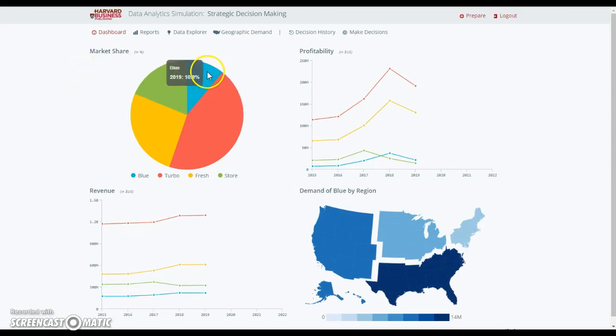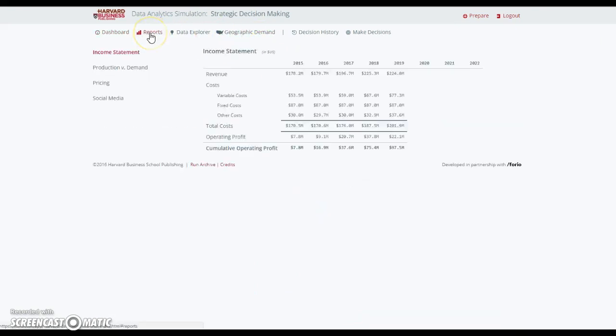So here we can see the market share. Blue has a 10% market share. We can see the profitability developing over time versus competitors. You can see that now we have a new year added. Here you can see the revenue, and then again a map of demand. This is what it looks like. And then now we can go in on the reports.